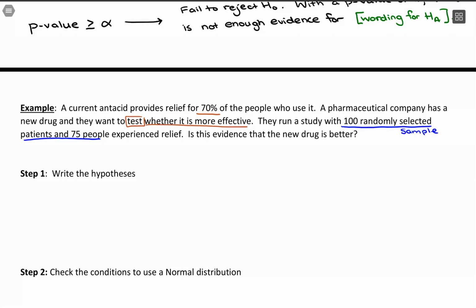So some pieces that we're getting here: we're getting the setup for the null and alternative hypotheses, specifically the alternative hypothesis. We want to prove that it's more effective. As we talked about in the previous video, that's to show that the proportion of people getting relief from the antacid would be significantly more than 70%. And we would assume this drug is at least as effective, so we'd assume it is at 70%.